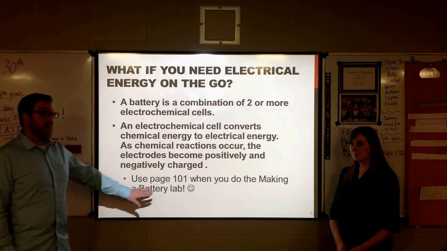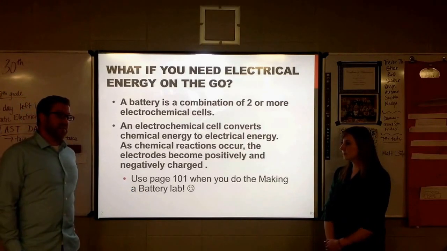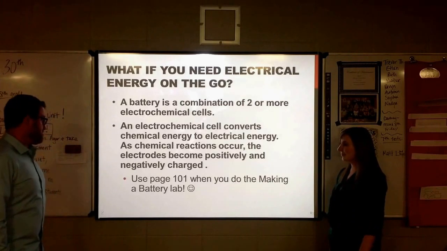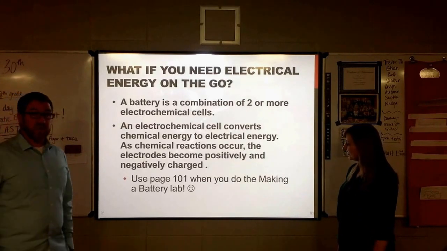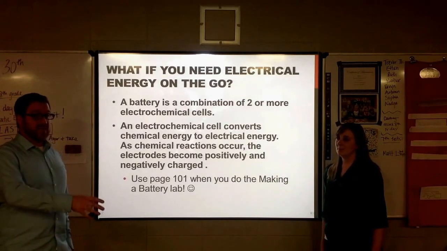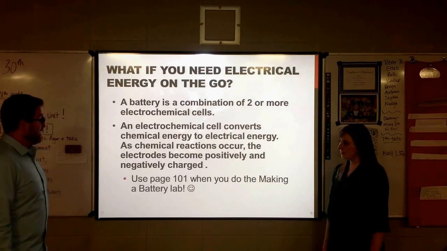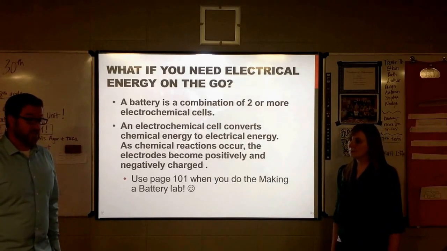We're going to build our own battery in, I believe it's activity 4 or 5, just using some simple materials. A couple different kinds of metal, some water, and an electrical measuring device. So we all have that to look forward to.